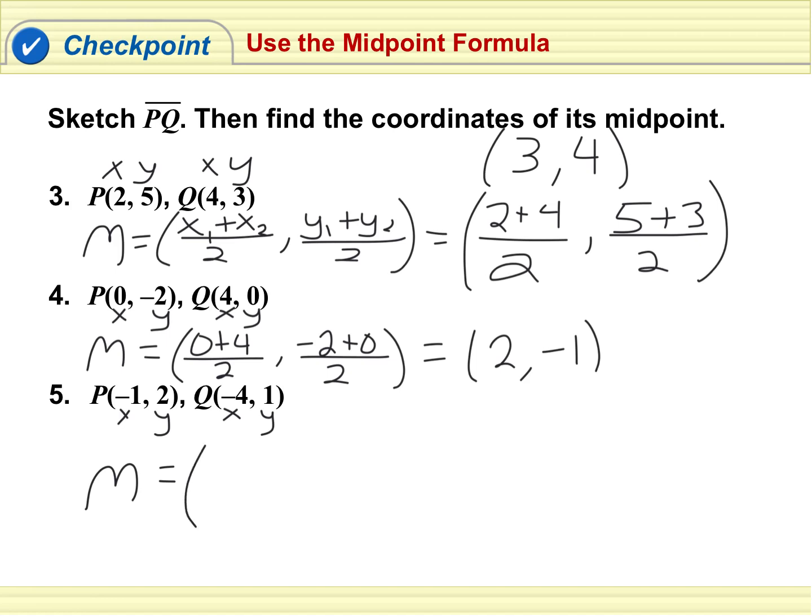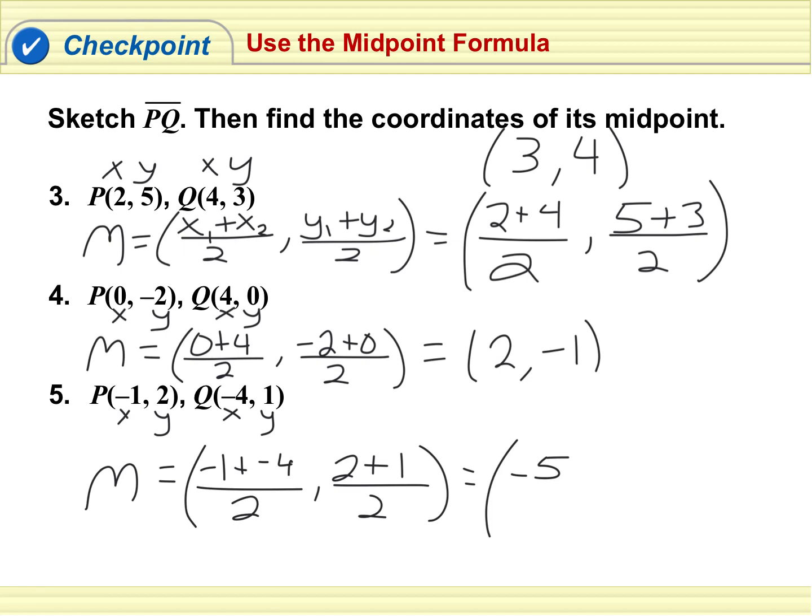So what's our first step when finding midpoint? -1 plus -4, adding the x's. Don't forget those negatives. Then we divide by 2. What are our y's? 2 plus 1. All right, what's -4 plus -4? -5 divided by 2. You can either write it as a decimal or you can leave it as a fraction. 3 over 2. -2.5.